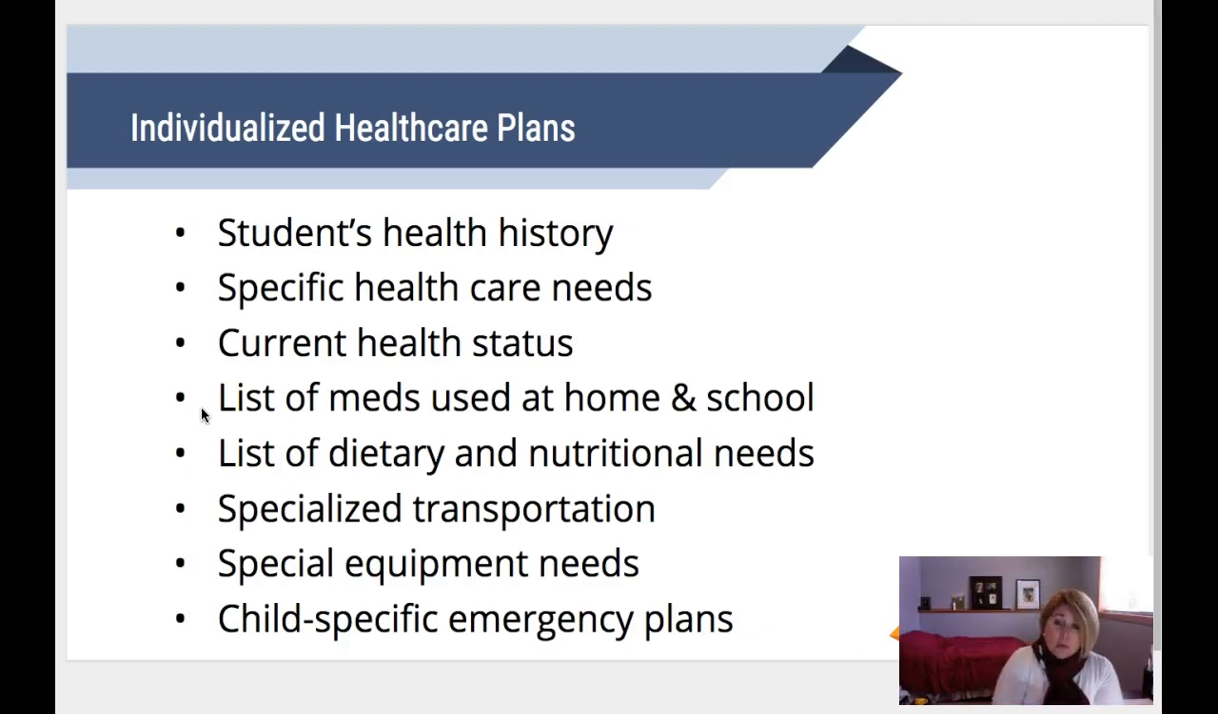Then you have students that do have those specialized situations that I talked about. Remember I said we have kids that come to school that are tube fed. We have kids that use ventilators, need suctioning, kids with diabetes, kids with active seizure disorders, kids with really critical allergies that are highly reactive if they should come in contact with a substance that they are allergic to. And so these are the kind of students that need to have an individualized healthcare plan.